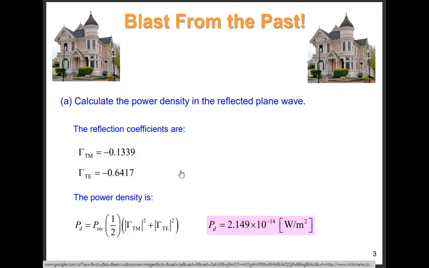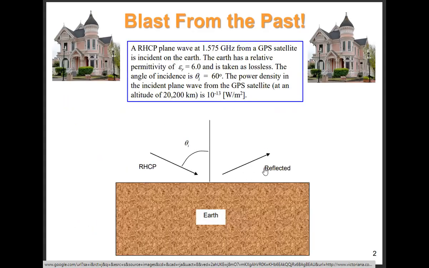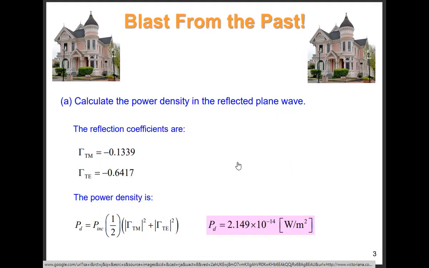All right, now, part A is the power density in the reflected plane wave, okay? And I use the symbol PD, standing for power density, watts per square meter, in the reflected plane wave. In other words, in the wave coming off here. So remember, incident plane wave, 10 to the minus 13 watts per square meter. That was given. What is it in the reflected plane wave? Okay. All right. Now here's the equation I used. Let's see if we can understand it.